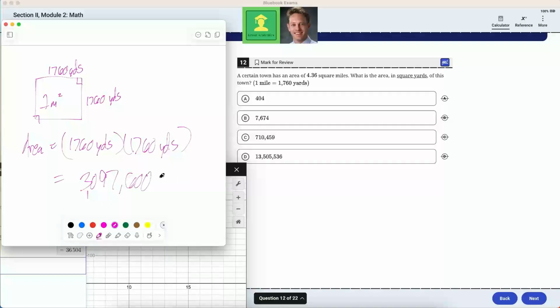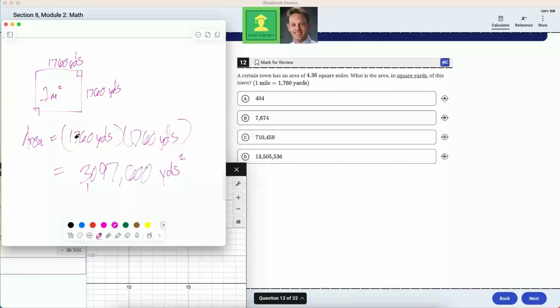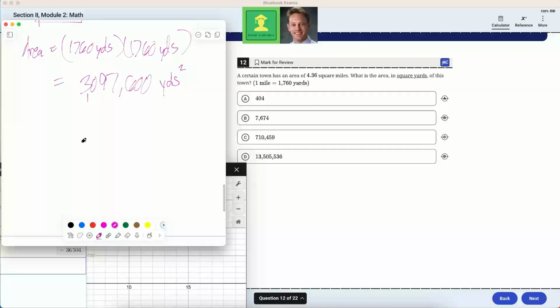3,097,600 yards times yards is square yards, yards squared. So every square mile is 3,097,600 square yards. Now you set up a proportion. 1 square mile is to 3,097,600 square yards, as 4.36 square miles is to x square yards.